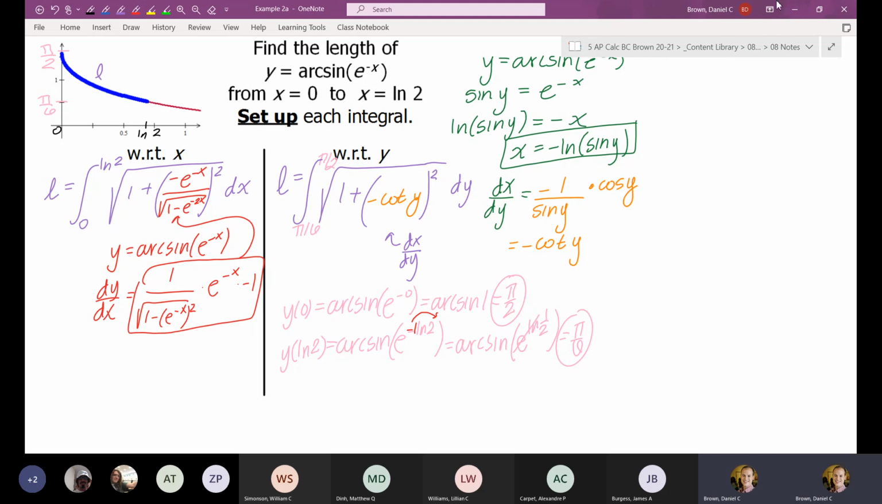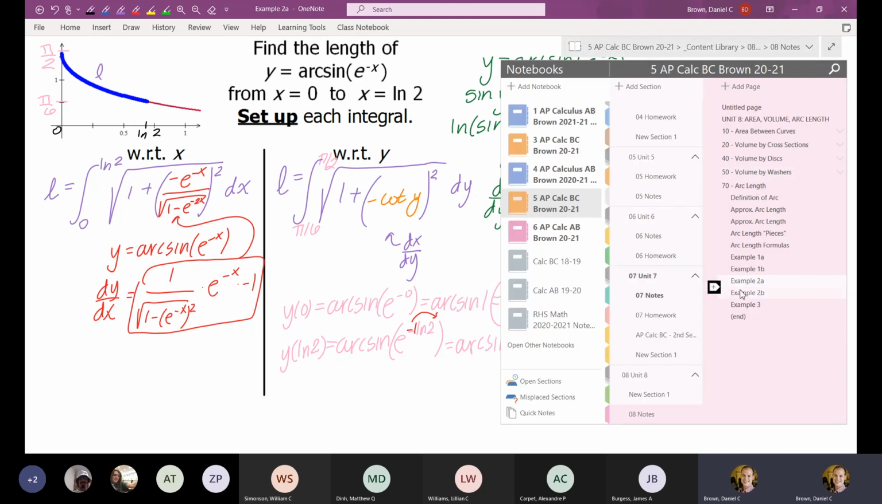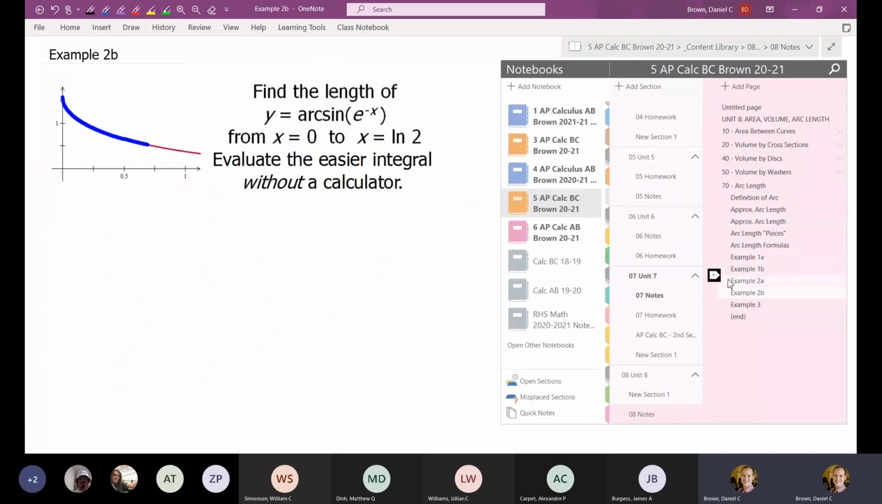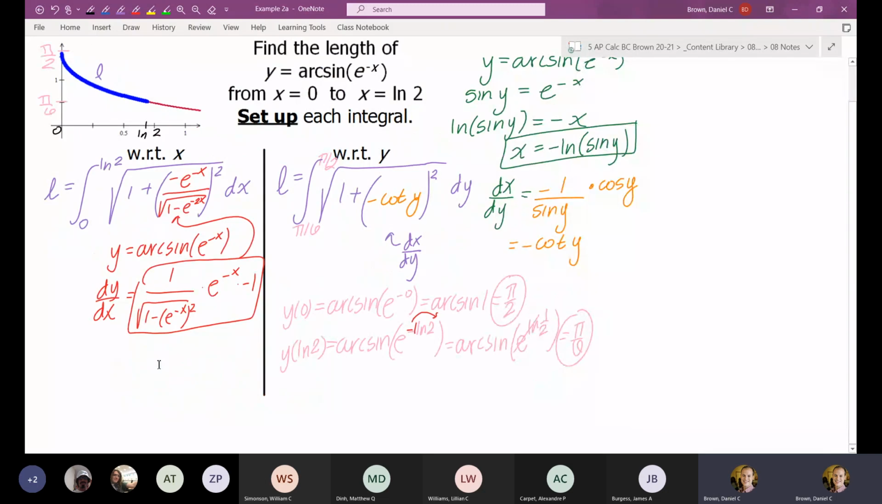All right, so the next slide, and I'll show it, and then we'll go back to this one. We actually now want to find that arc length by evaluating the easier integral without a calculator. So we took the time to set these both up. Which one are you most likely going to want to attempt to evaluate by hand? The with respect to y.